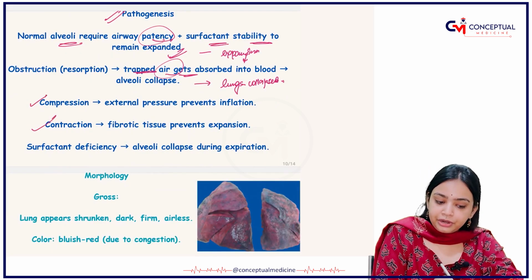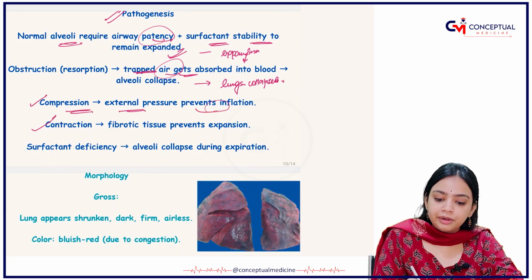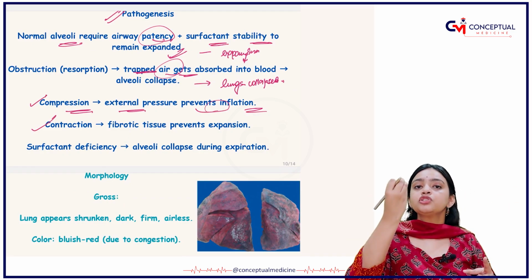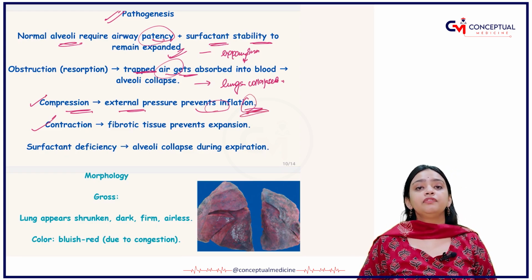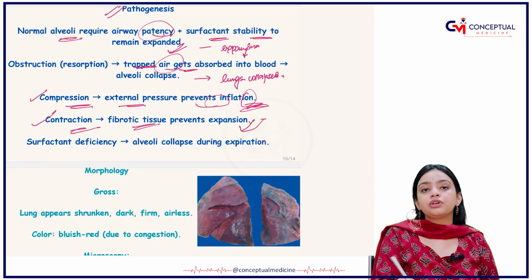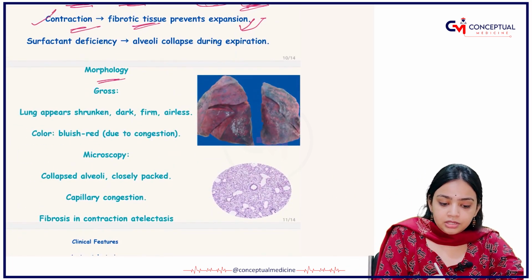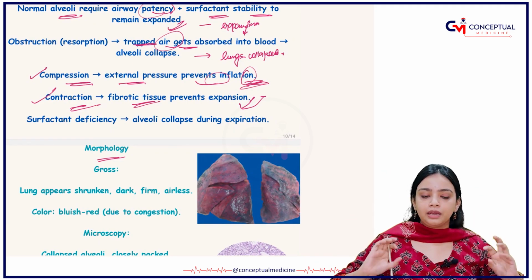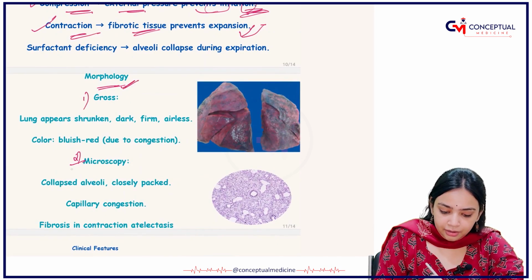You have something called compression and contraction. What happens in the compression? External pressure prevents the inflation of the lung. Inflation means to swell up. Then you have the contraction. Contraction is due to fibrotic tissue, which prevents the expansion of the lung. Inflation is like swelling up and expansion is like swelling up, remember this. Morphology: you have the gross feature and the microscopic feature.